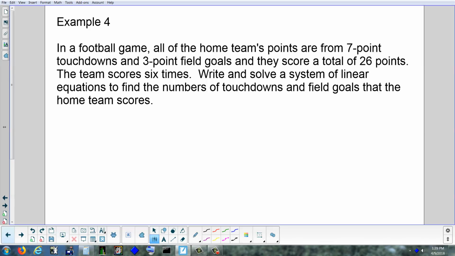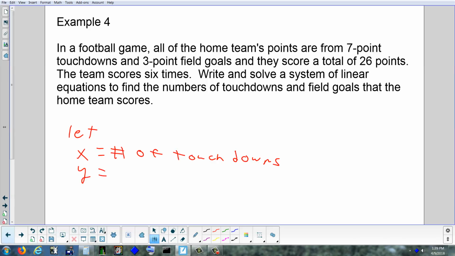X's and Y's. Okay, so we have to decide what our X's and Y's are going to be. What could X be? Think of something we don't know in this problem that they want you to find. The touchdowns. So we could let X equal the number of touchdowns. It's not how much a touchdown is worth. We already know that, 7 points. It's how many touchdowns.